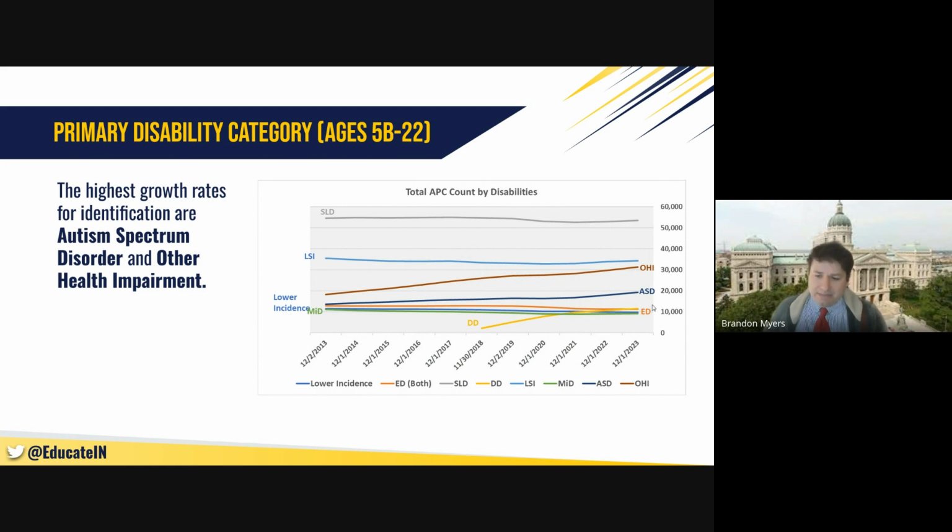One of the interesting things about this as well is emotional disabilities has really stayed pretty steady. A lot of people were predicting that would increase after COVID, and maybe that's a delayed effect. We have seen that in some local districts, but overall, it's actually been pretty steady. It's other health impairment where we're seeing the massive growth and the growth rate returning to where it was after COVID.